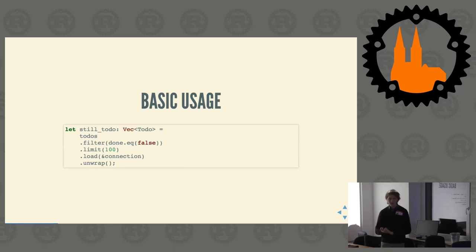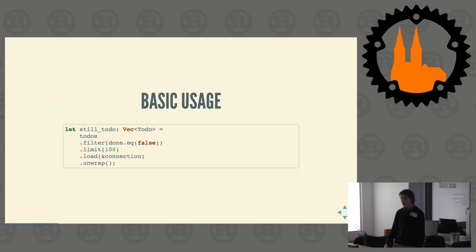The basic usage of said query builder is a bit like this. Can you all read this? Is this enough contrast? All right. So you have this to-do thingy, and you call methods on it. Let's just think about to-dos as our database table, and we want to filter it. Like, we want to find all the to-dos that are not done. So we filter by done, which is equal to false. Then we don't have much time left today, so we'll limit ourselves to 100 to-dos. Load the to-dos from the database connection, and we get a result, which we can unwrap if you don't care about error handling. What we end up with is a vector of to-dos.